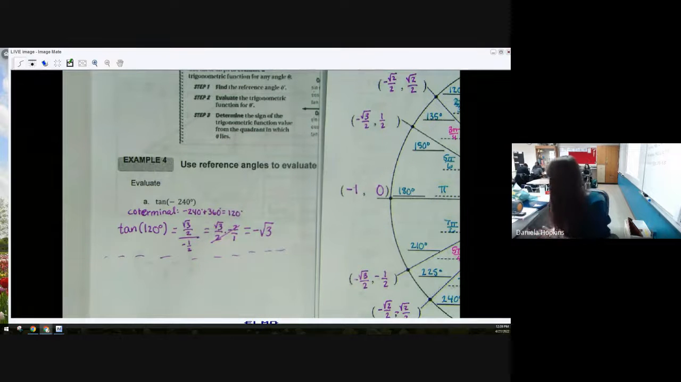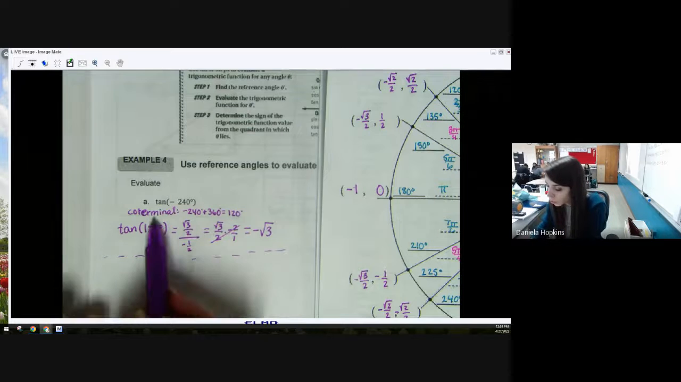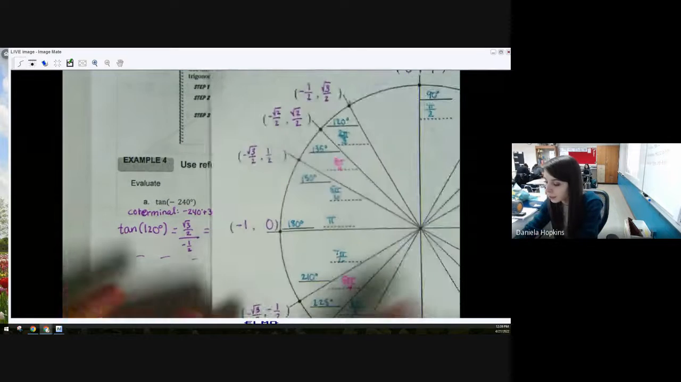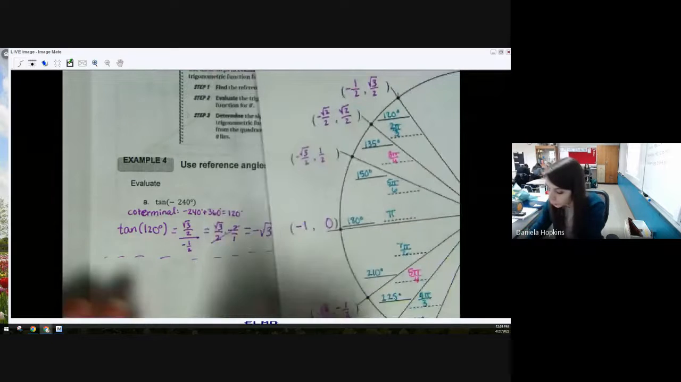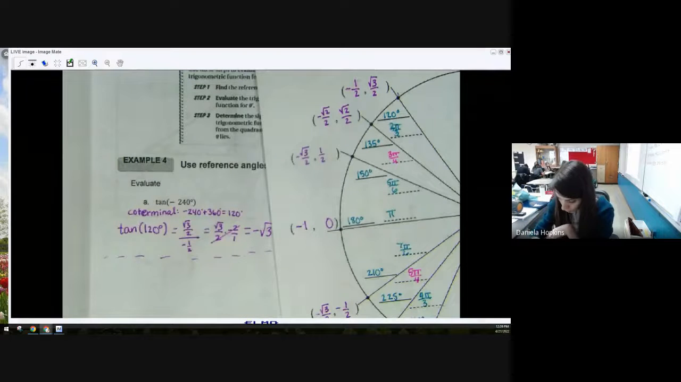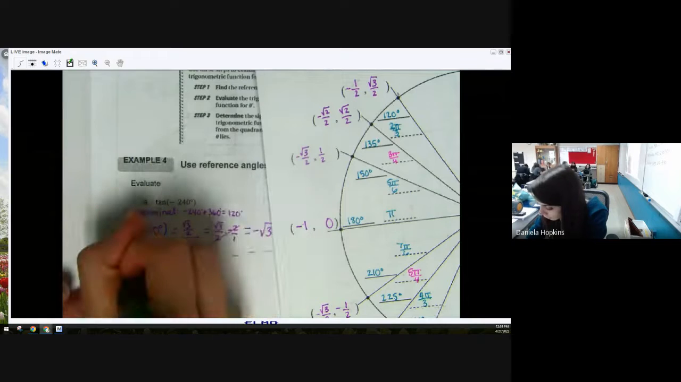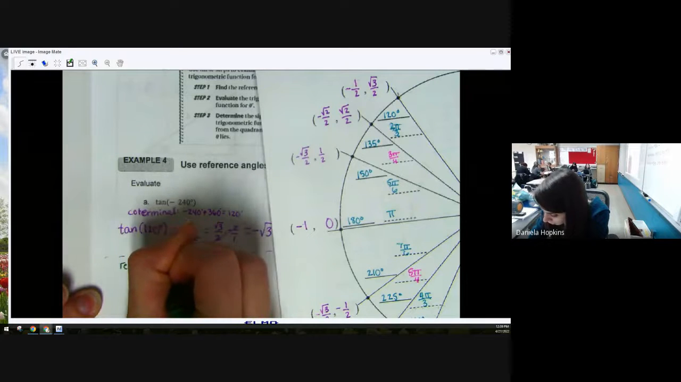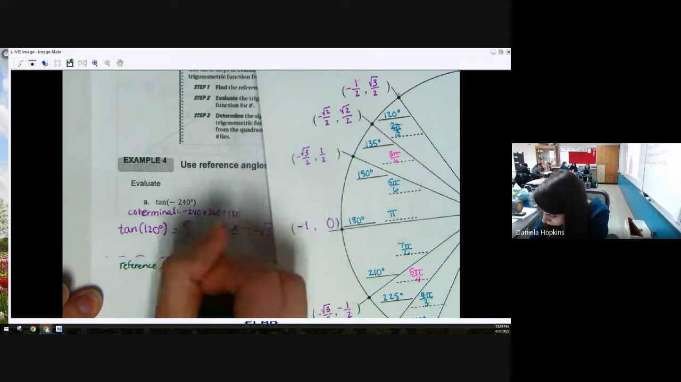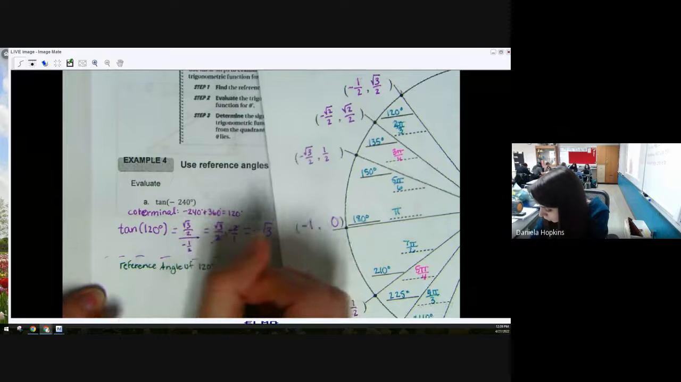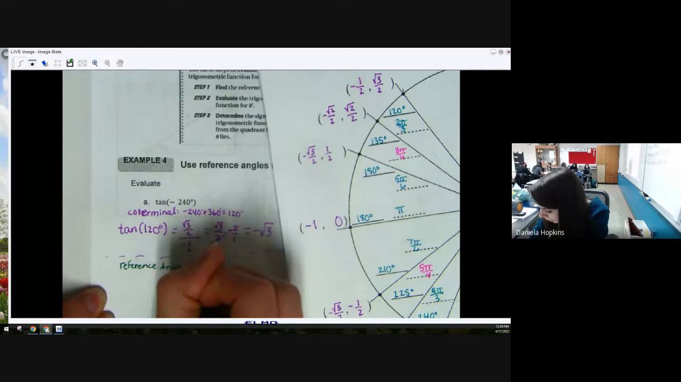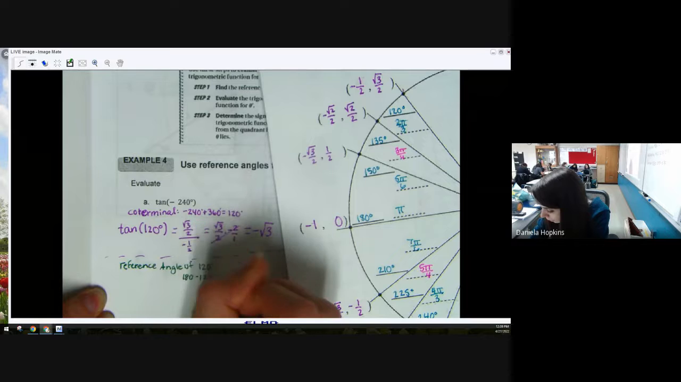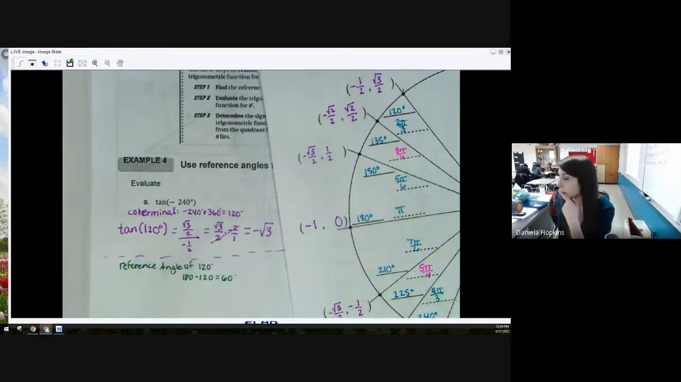Say you didn't have the full unit circle. Say you only have quadrant 1 memorized. The coterminal angle is not in quadrant 1. So this is where, and your book does it this way, they find the reference angle from this 120 degrees. So they do 180 minus 120, and they find that the reference angle is 60 degrees.